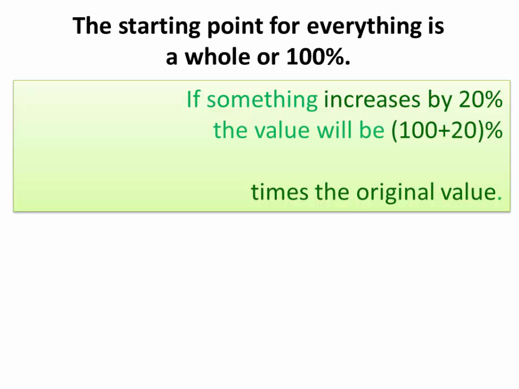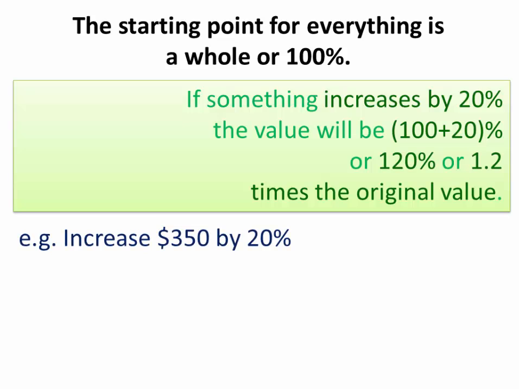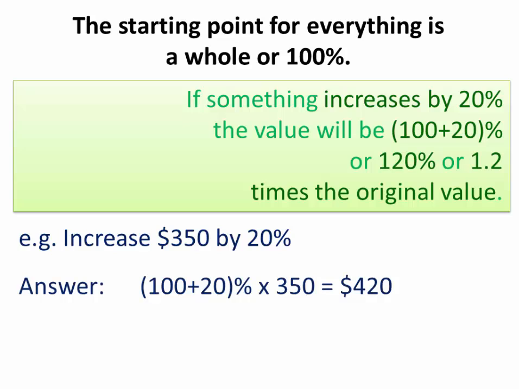So the new value will be 100 plus 20% times the original value. Or you could write that as 120%, or 1.2 if you're using a decimal. So if the problem was increase $350 by 20%, you would say 100 plus 20% times 350, put that into your calculator, and you should get 420. Check that now.